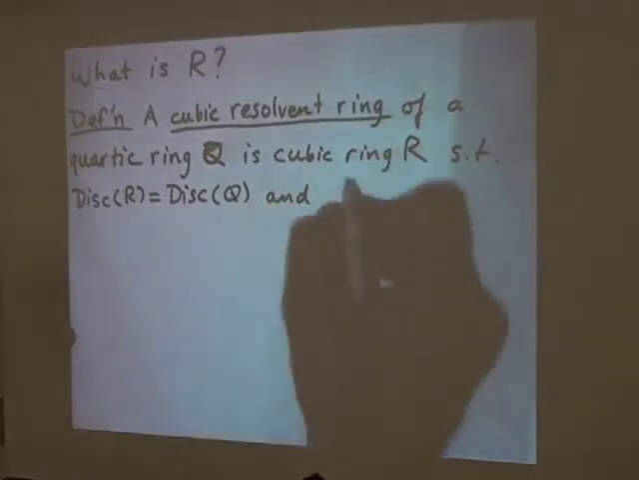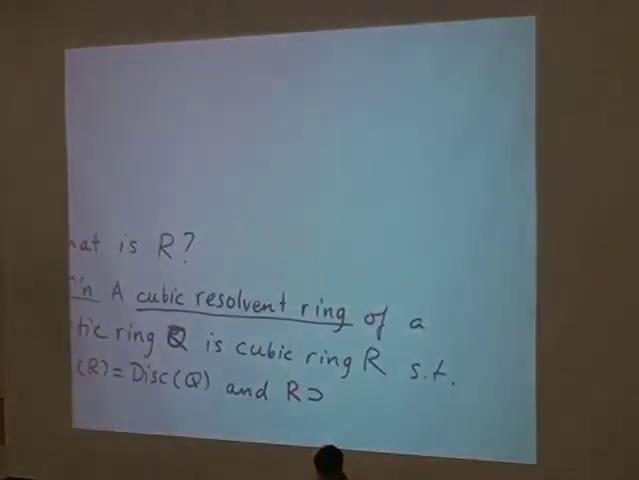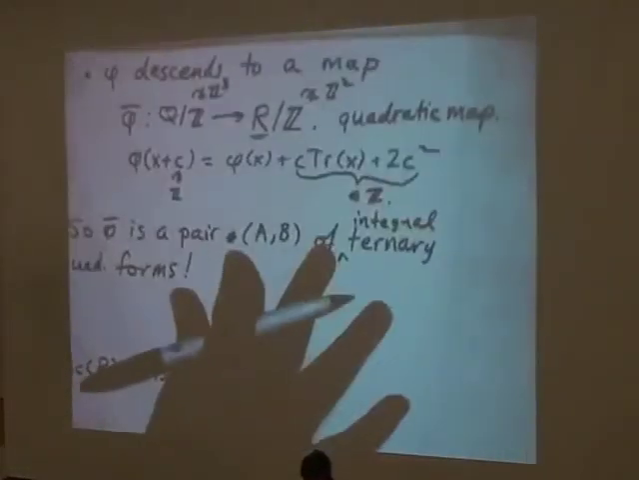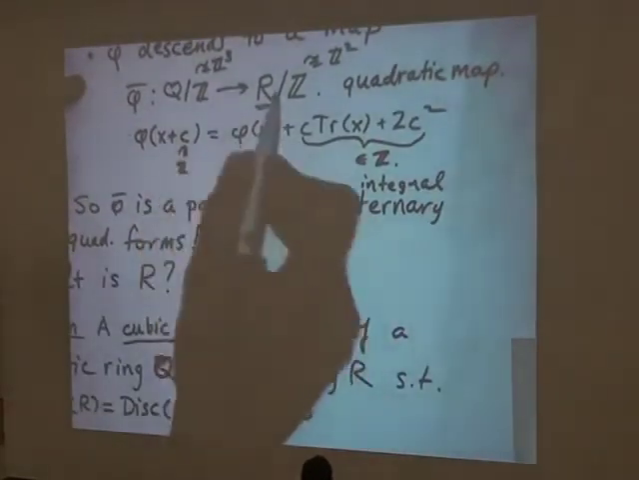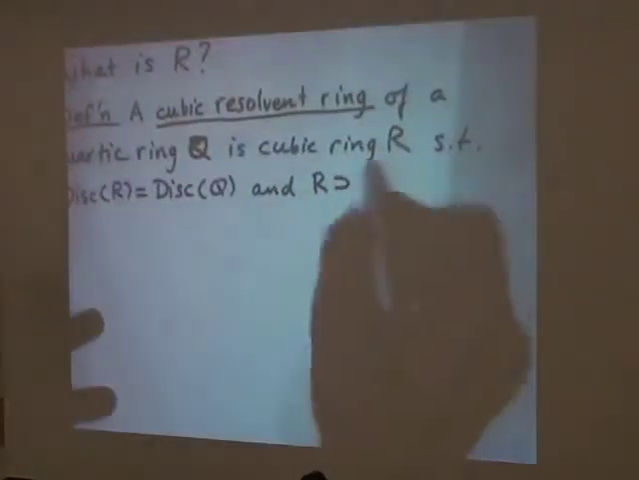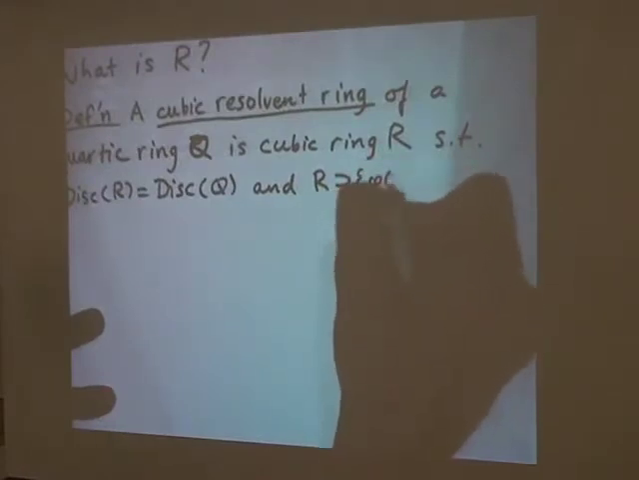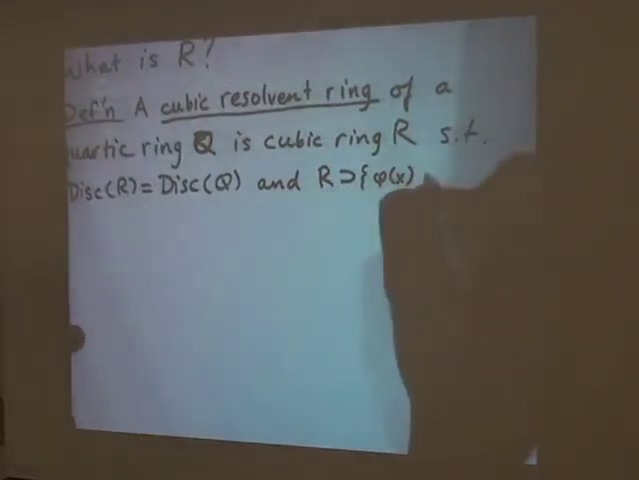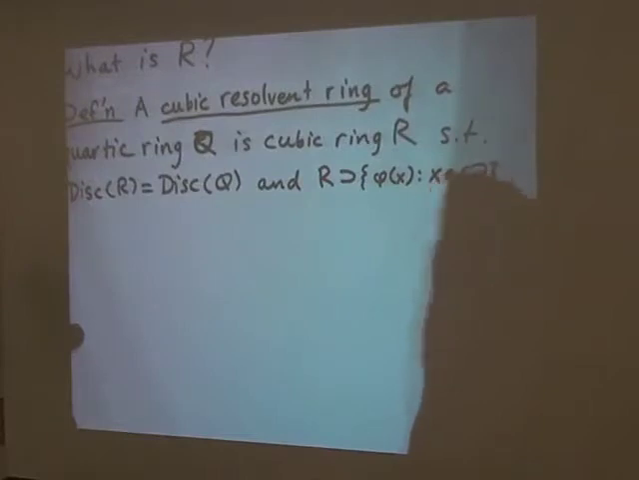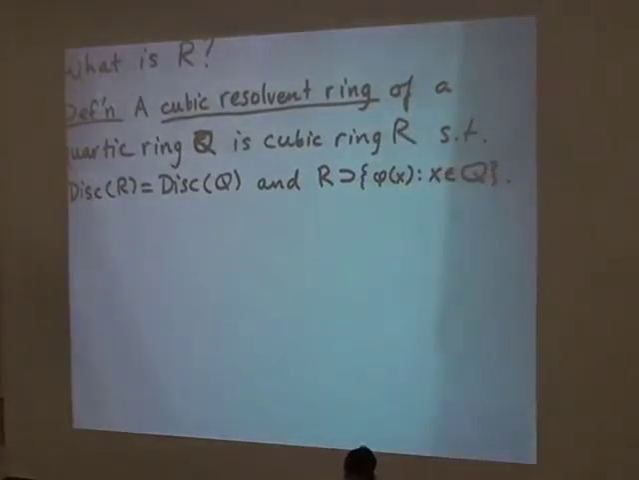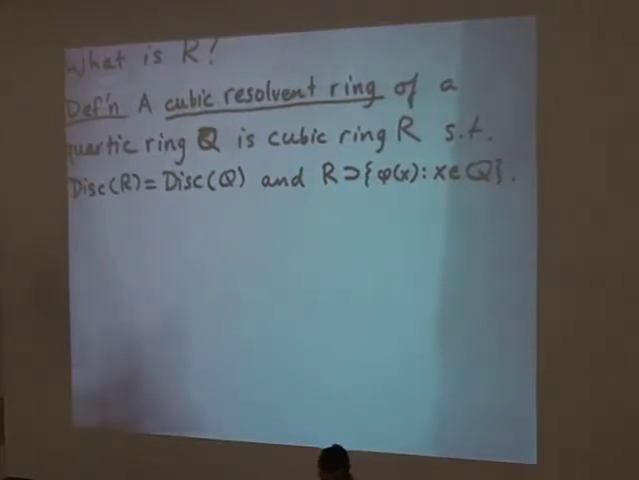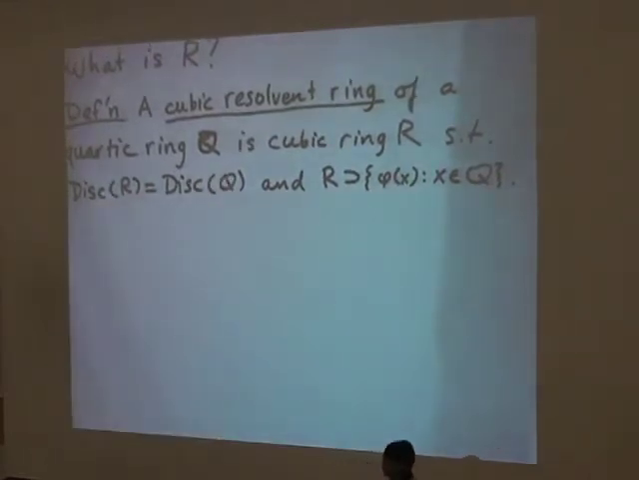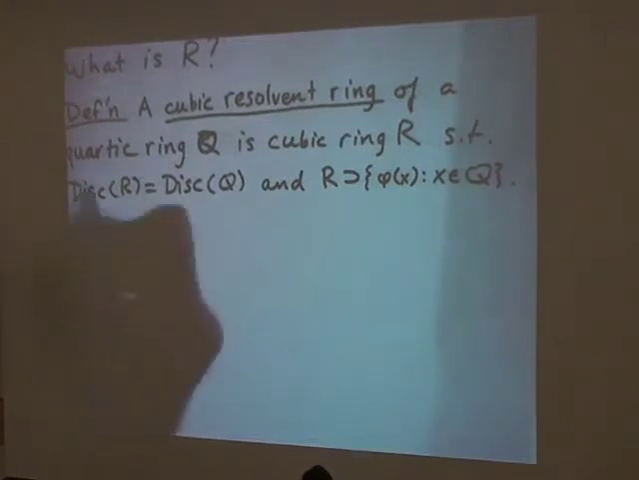And what other property do we want it to have? Remember we had this map. We want R to contain the image of phi, because phi is a map from Q to R. If we want this map phi to be a map from Q to R, then R better contain the image of phi. So we want the discriminant of R to be the discriminant of Q, but we also want R to contain phi of x for all x in Q. If we have such an R, then we can talk about this map phi from Q to R. So that's what we mean by cubic resolvent ring.